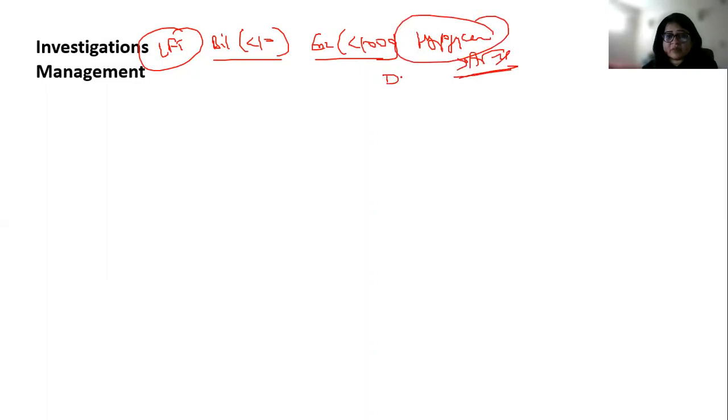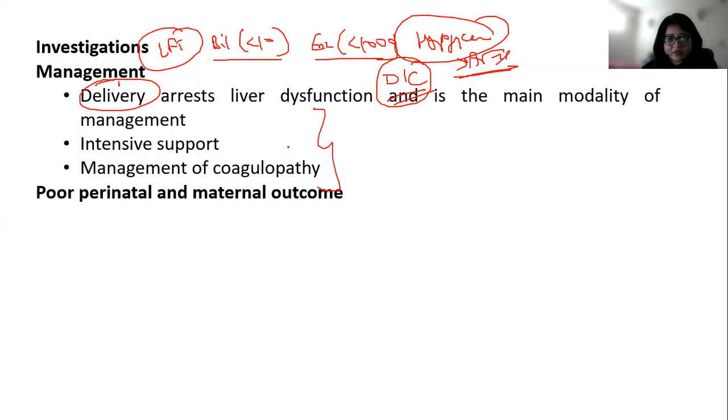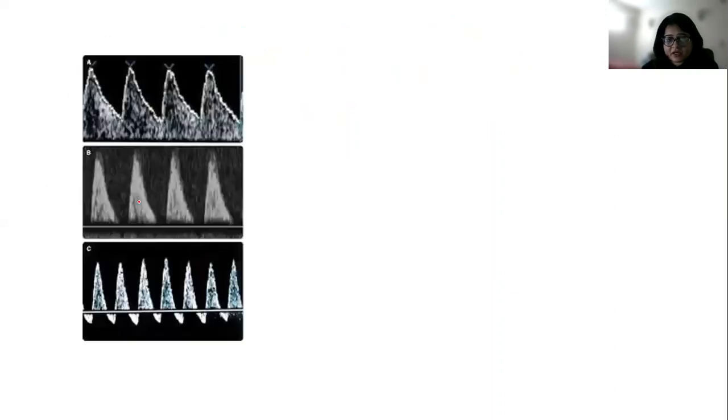All right. Also remember, coagulation parameters are deranged. Patient can go into full-blown DIC. What is the management? Immediate delivery. Okay. Delivery will arrest the liver dysfunction and is the main mode of management, along with intensive care support. Okay. It has a poor perinatal and maternal outcome.